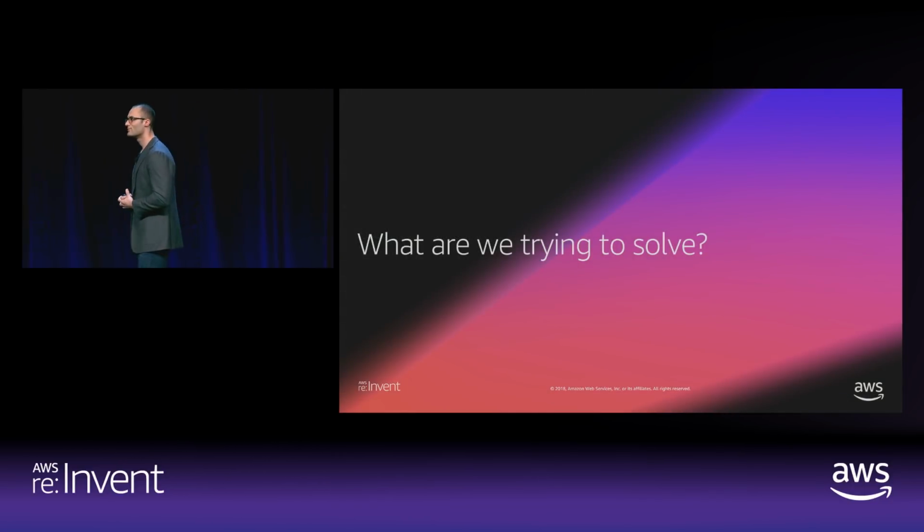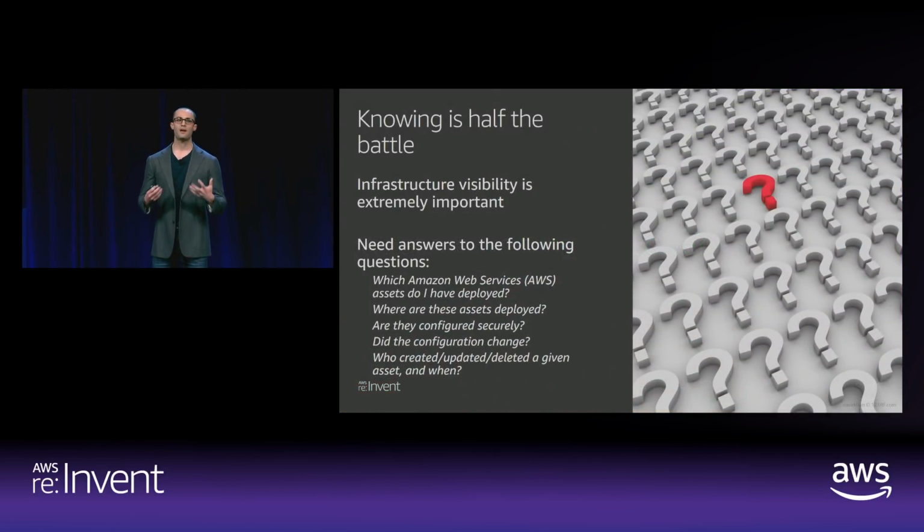So why are we all here? What exactly are we trying to solve? Knowing is half the battle. You need to have inventory and visibility in your vast AWS infrastructure. With this, you can answer a number of very serious questions. For example, which AWS resources do you have deployed in your environment? Where are they deployed? Are they configured securely? Did their configuration change? And who updated, created, or deleted a given asset in your environment? When did they do it, and how did they do it?